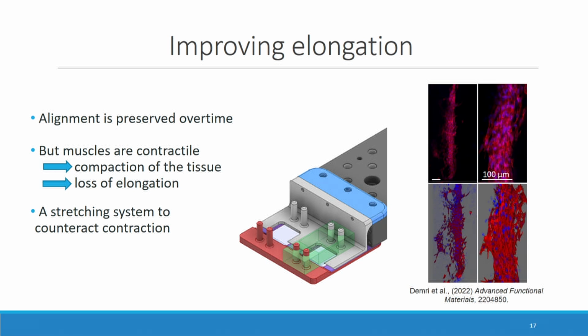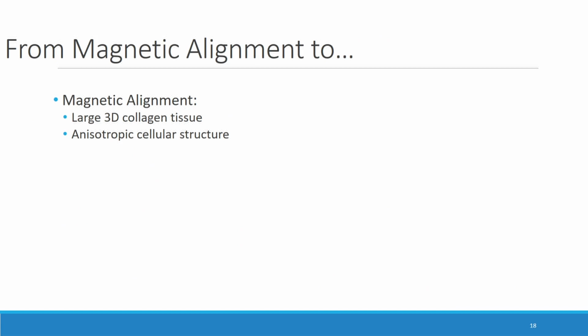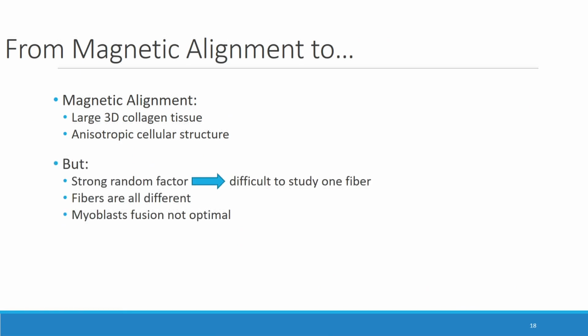And so with this magnetic alignment method, on which we have recently published a paper, in case you want to know more about it, we're able to create a large 3D collagen tissue in which we can have a wide variety of anisotropic cellular structures. However, there is still a very strong random factor in the alignment procedure we have. So as you saw, all the spheroid chains we create are very different from one another, and so are the cellular fibers we create, which makes it very difficult to study a single fiber at a time.